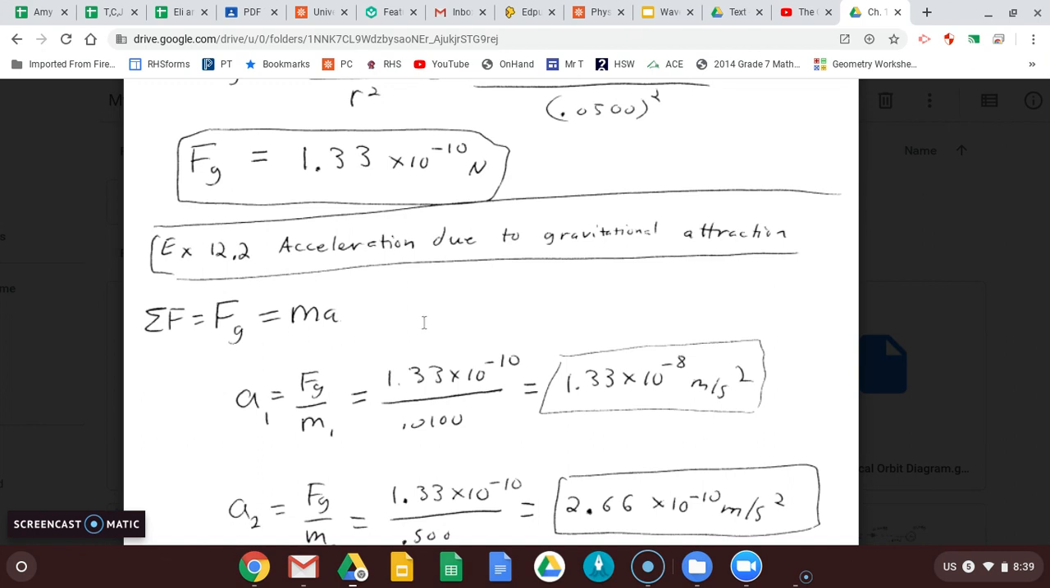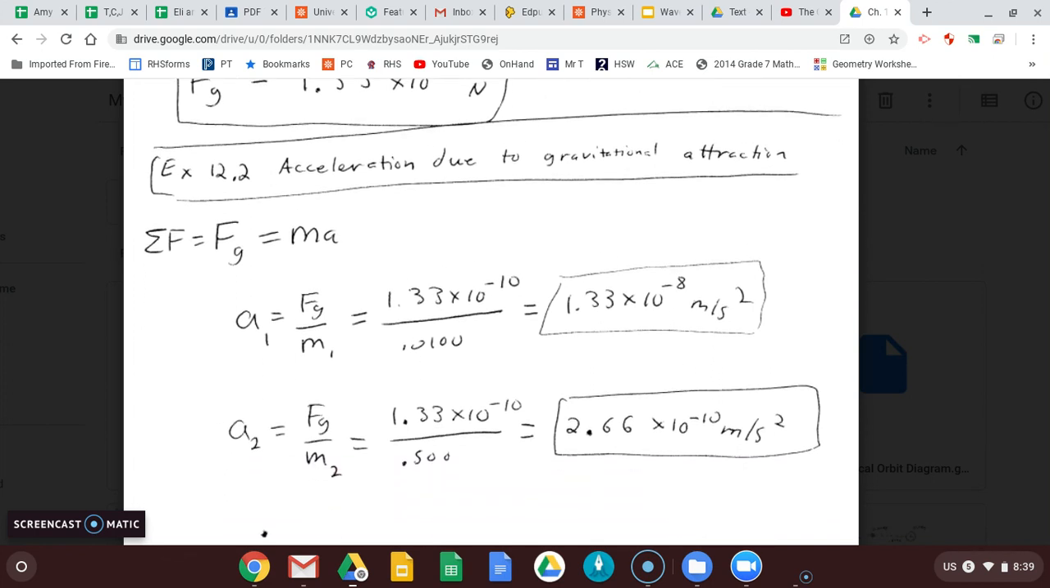So the acceleration, though, is not the same on both of them. The force is the same, but the acceleration is determined through the second law based on how massive each one is. So if we just apply Newton's second law with that same force to each individual mass and solve for a, object 1, mass 1, will have an acceleration of 1.33 times 10 to the negative 8th meters per second squared.